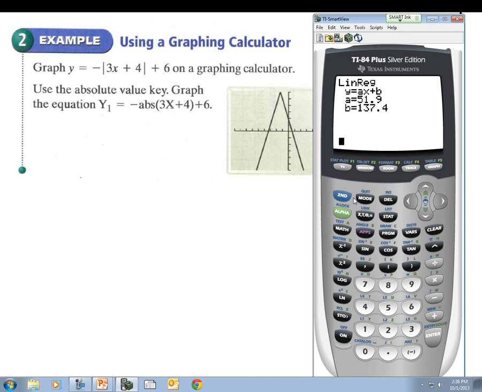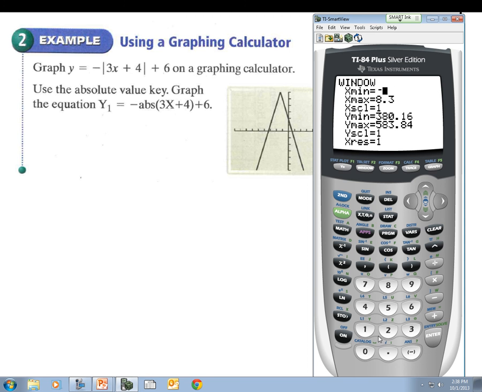So y equals negative absolute value of, then we'd have 3x. Oh, I'm sorry, that deleted. Didn't want to do that. Try one more time. Negative absolute value of 3x plus 4. We'll close our parentheses and then plus 6. All right? And then we're going to go graph it, but before we do that, we want to make sure our window is good, good parameters.